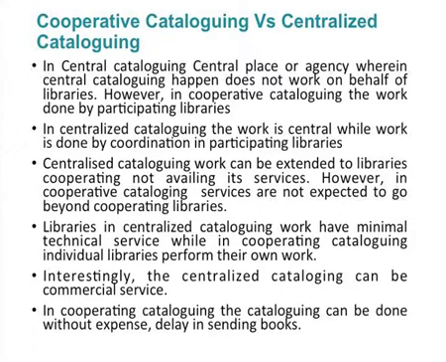Another distinction between these two concepts is that in centralized cataloging, the work is central, while in cooperative cataloging the work is done by coordination in participating libraries. So, this is another distinction between the two: central place work is done in centralized cataloging, while the work is done in coordination in cooperative cataloging. In centralized cataloging, work can be extended to libraries that are not cooperating, not participating, because the other libraries can reap benefit out of it when they become part of the centralized cataloging process. However, in cooperative cataloging, services are not expected to go beyond the cooperating libraries. So, that is another distinction between these two concepts.